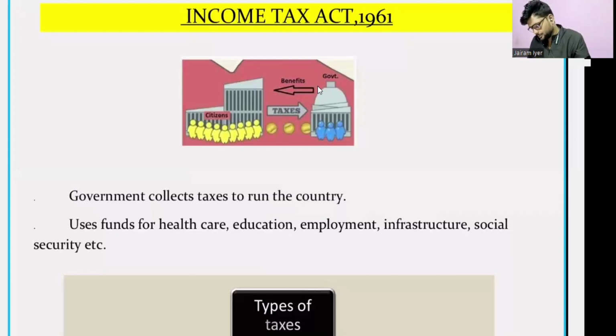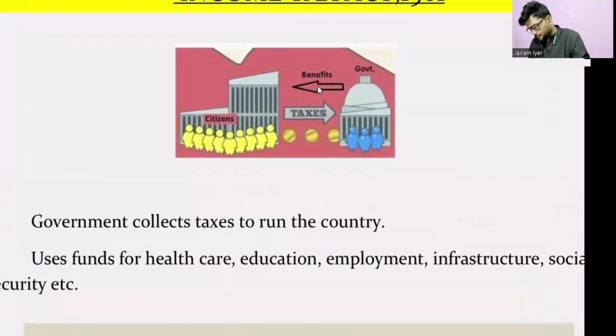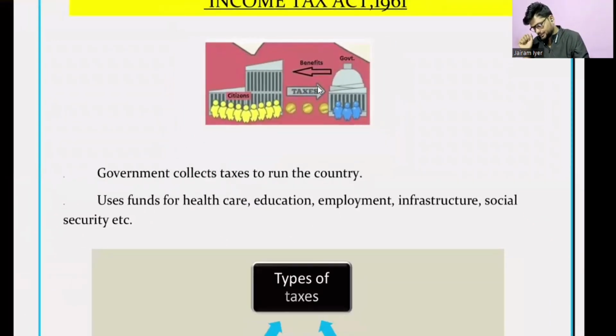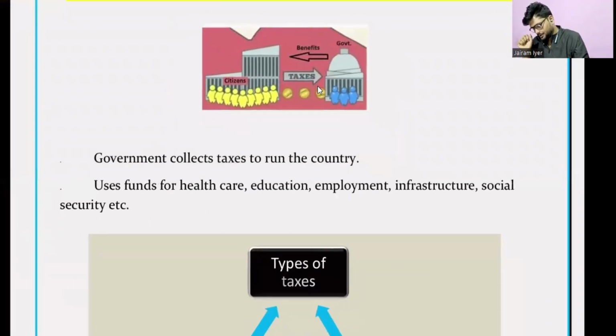Similarly, if you see this example, here we are the citizens. We pay the taxes to the government, and on behalf of these taxes, the government provides us some benefits. What are those benefits? Government collects taxes to run the country, and uses the funds for healthcare, education, employment, infrastructure, and social security, etc.